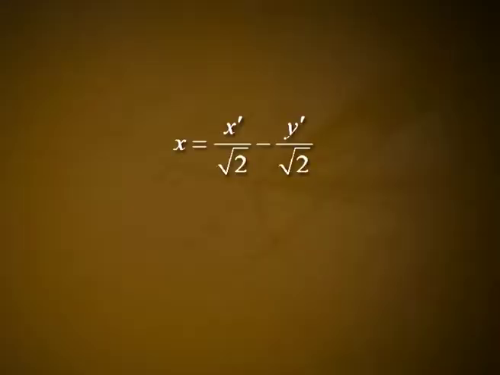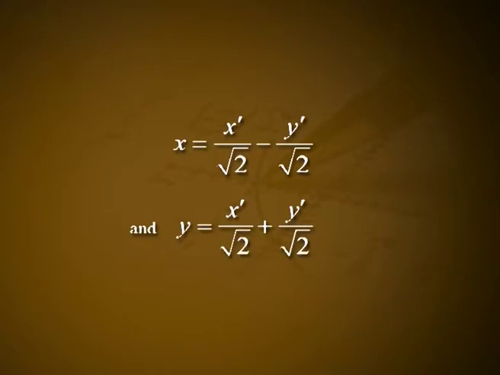Find the equation of the curve x² − xy + y² − 6 = 0 in x'y' coordinates. Solution. Substituting sin θ = sin 45° = 1/√2 and cos θ = cos 45° = 1/√2 yields the rotation equations x = x'/√2 − y'/√2 and y = x'/√2 + y'/√2.